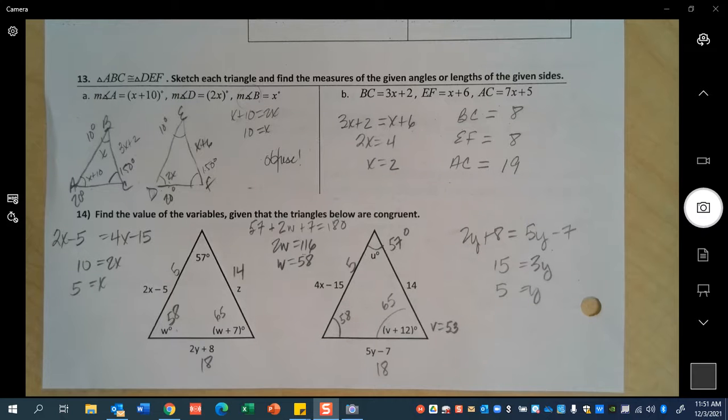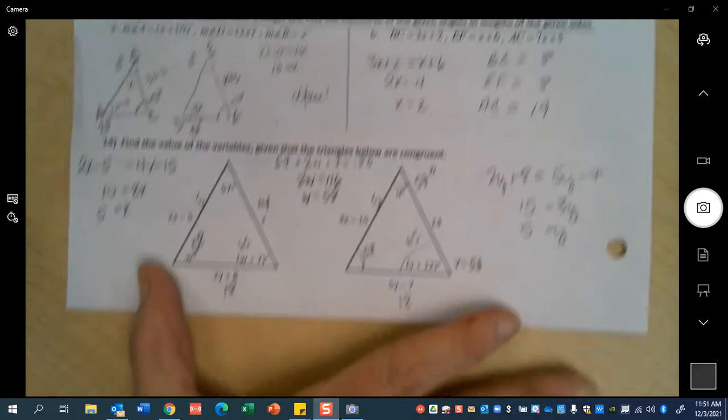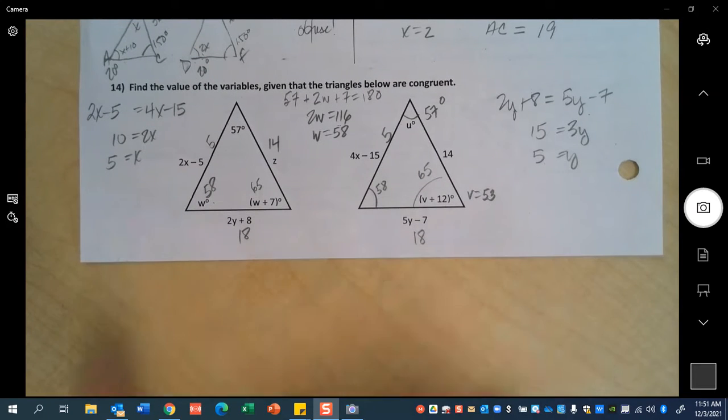All right, for 14, find the value of the variables. So I went through and found out which one matches up with which one. And I was good to go.